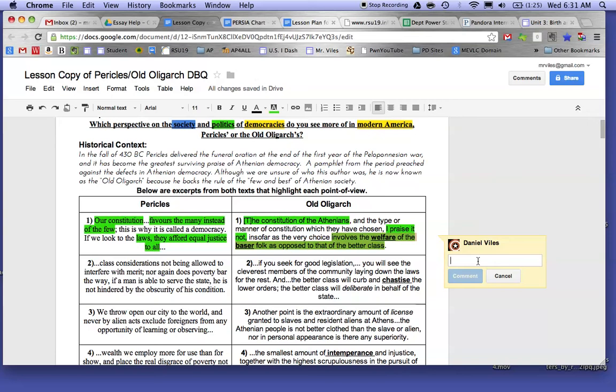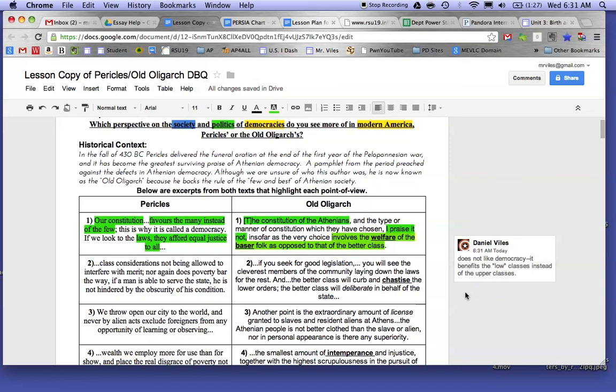So it involves looking out for or benefiting the baser folk as opposed to the better class. So I'm just going to write in a quick note. It says does not like democracy. And why is that? Because it benefits the low classes instead of the upper classes. And I'm going to hit that in.